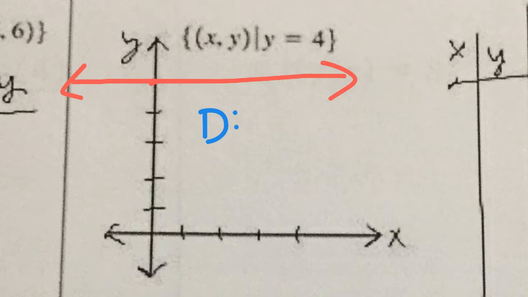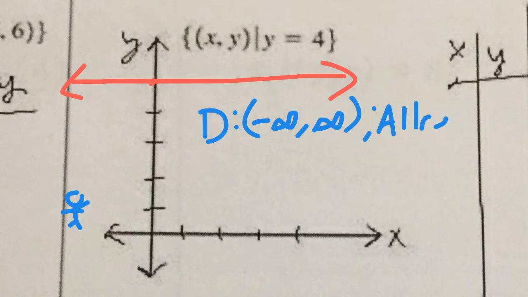Okay, so now what's the domain? What's the list of all possible x values? Well, again, we're walking along the graph. The x's go on forever. So the smallest x value is -infinity. The greatest x value is +infinity. Another way you could say that is all real numbers for my domain.